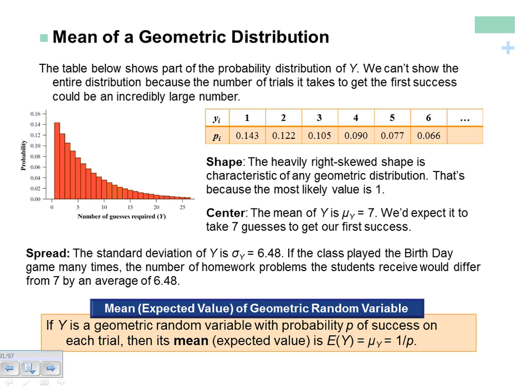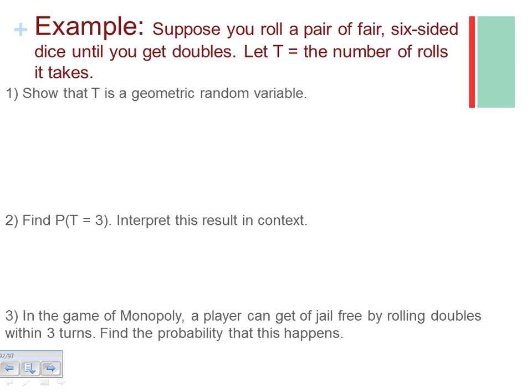And here you can find, this is nice, the mean when you're talking about a geometric random variable is just 1 over p. So let's do an example. Suppose you roll a pair of fair 6-sided dice until you get doubles. T is the number of rolls it takes. So let's show that T is a geometric random variable.